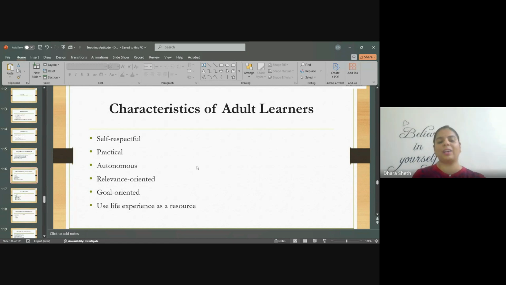Characteristics: self-respectful. They respect their own self and also expect the teacher to respect them. Practical, autonomous, of course, they are independent, right? Relevance oriented. Whatever is taught has to be relevant to their life goals. Otherwise, it's not important. Goal oriented. They have deadlines. They work according to the deadlines and schedules. And they use their own life experience as a resource. And if you are a teacher, it's going to be one of the best resources to answer your questions in exam.